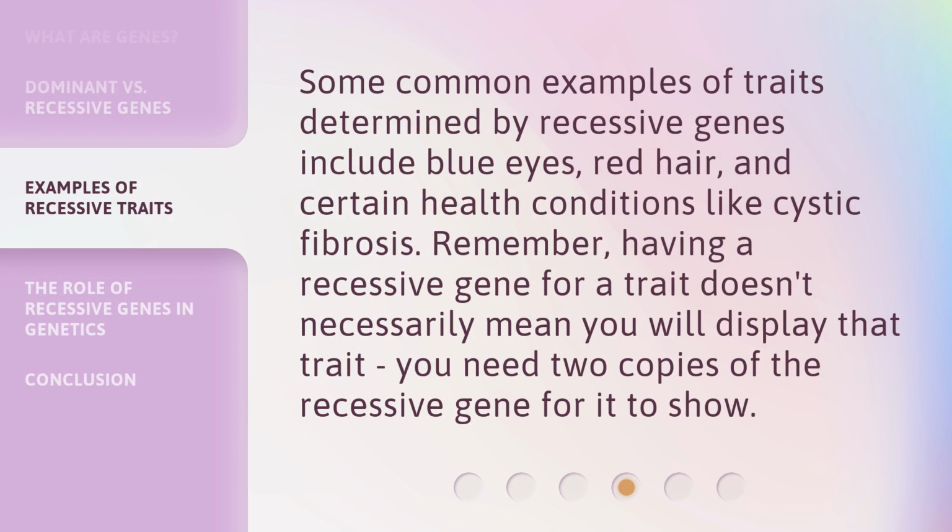Some common examples of traits determined by recessive genes include blue eyes, red hair, and certain health conditions like cystic fibrosis. Remember, having a recessive gene for a trait doesn't necessarily mean you will display that trait. You need 2 copies of the recessive gene for it to show.